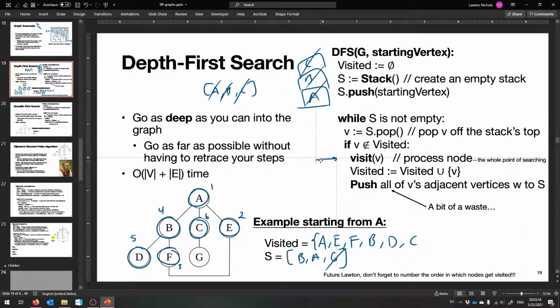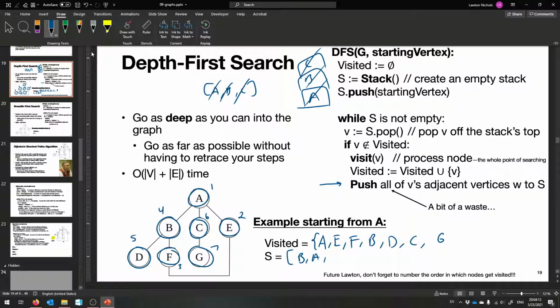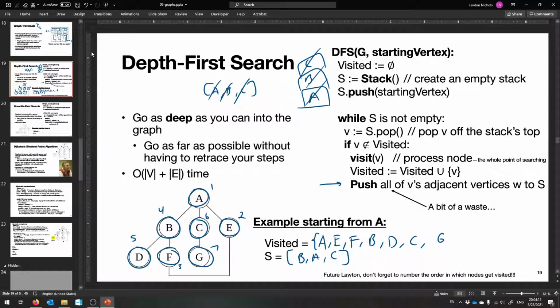Pop it off, visit it if we haven't already. Yes, we have. Well, we just did. And so mark it. It is the seventh and final node that we have visited. Add it to the visited set. Push all of its adjacent vertices, which is just C, to the stack. So now we have BAC with C on top of the stack.